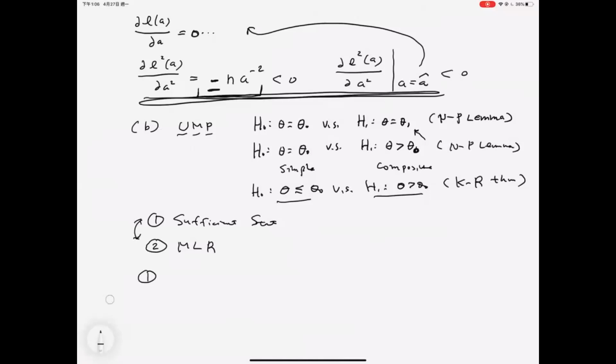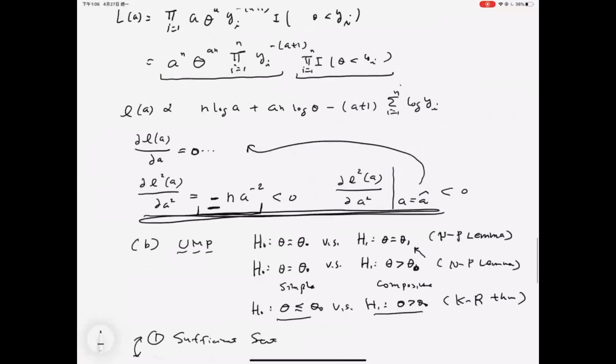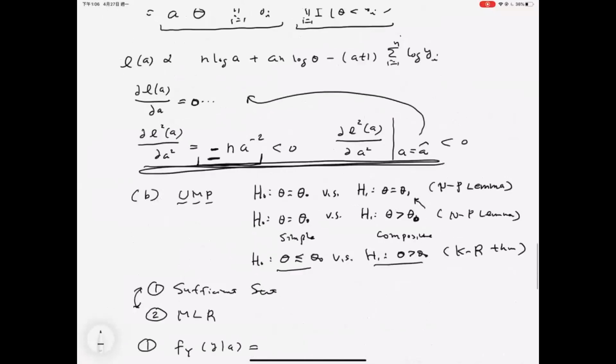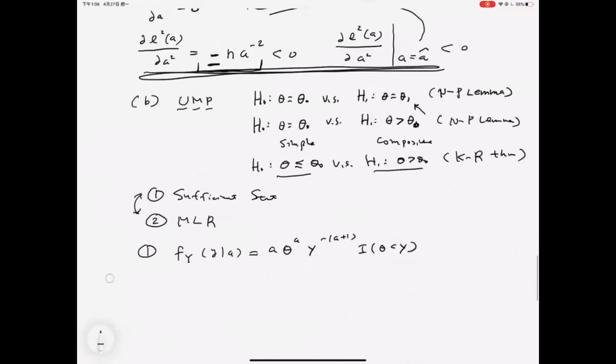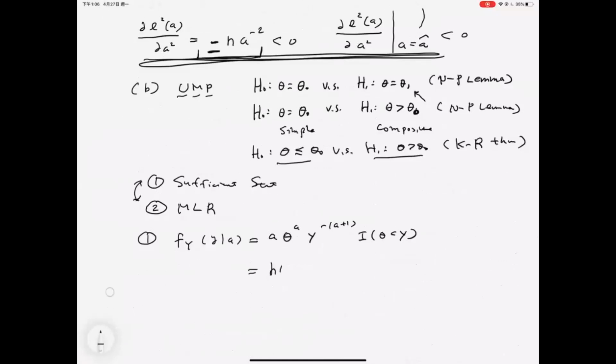In this case, because theta is given, that part is constant. So the PDF as a function of a is an exponential family, which means you just try to write it down. The PDF of y given a is a theta to the a, times y to the minus (a plus 1), times the indicator of theta bigger than y. Then you do your best to write h(x) c(theta); I'm reading it as normal notation, but right here it's h(y) and then c(a), because a is the parameter, then the exponential.